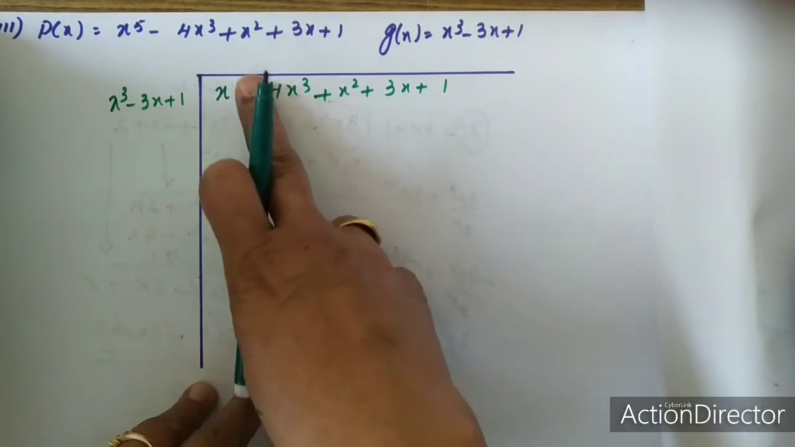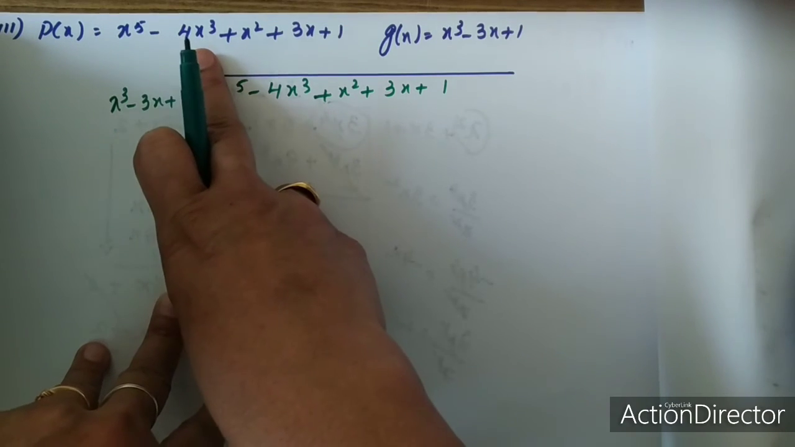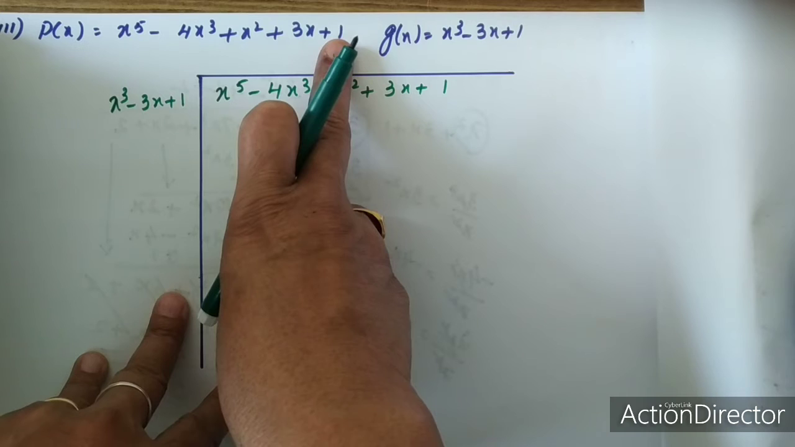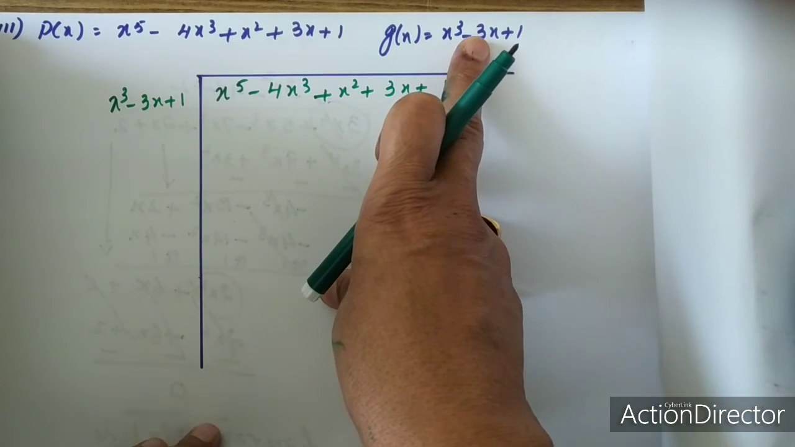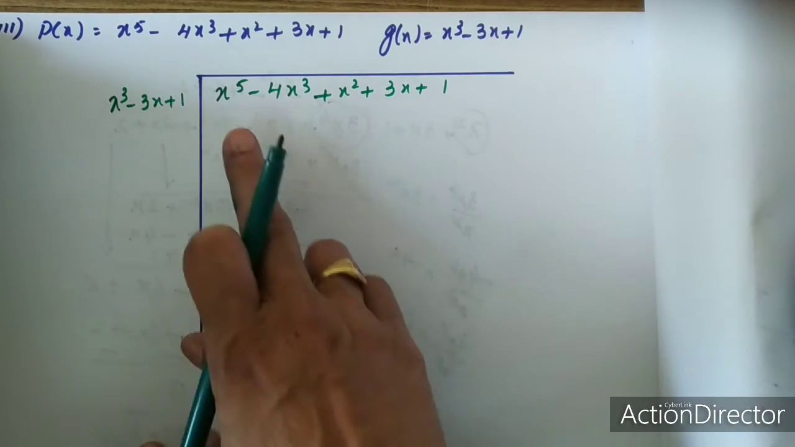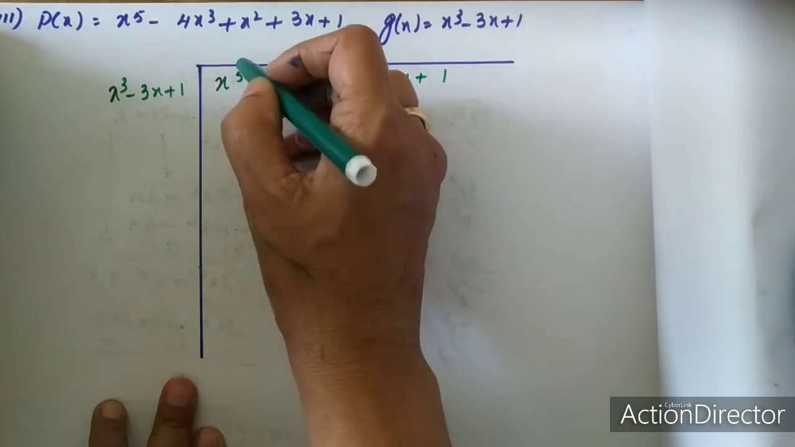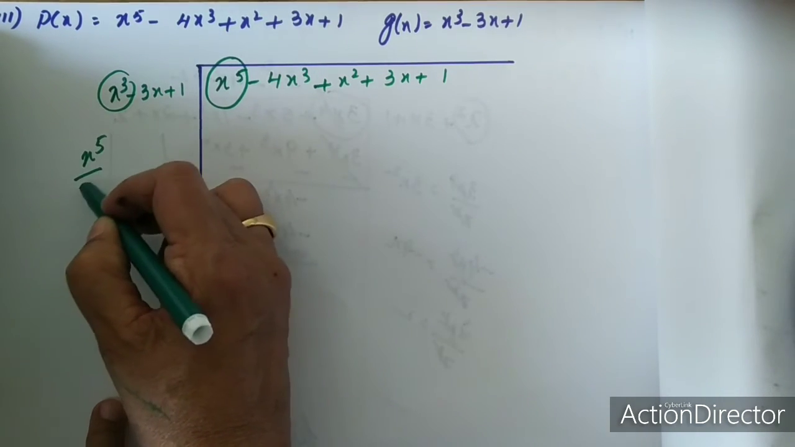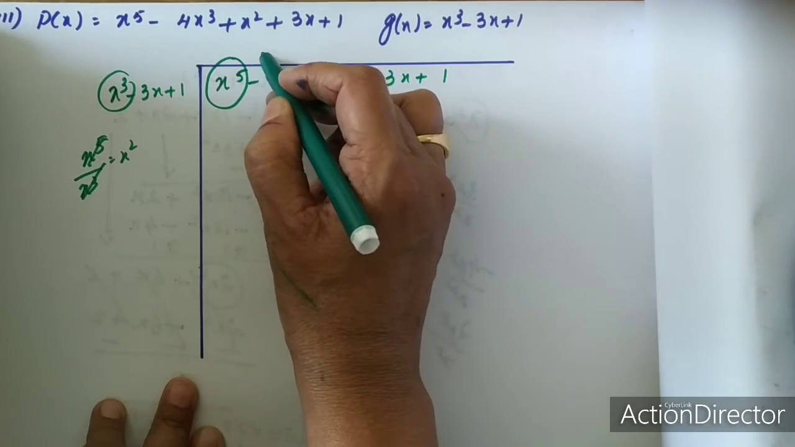Let us move on to the third sum. P of x is equal to x power 5 minus 4x cube plus x square plus 3x plus 1. G of x is equal to x cube minus 3x plus 1. So let us divide now and check the remainder. So what is the first term in the quotient? That is x power 5 divided by x cube, which will give you x square. So my first term is x square.